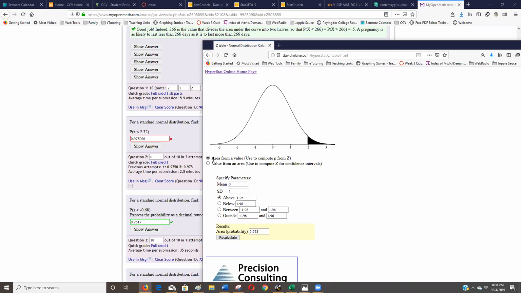So we've got it. We're looking for an area from a value. We're looking for a probability. So I'm going to make sure that is, let's see, maybe I should get a pointer going. I think I can get a pointer going here.